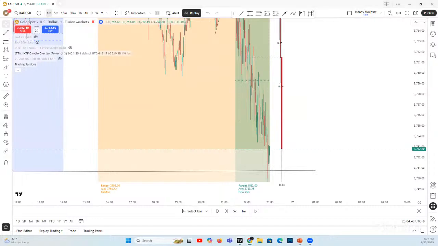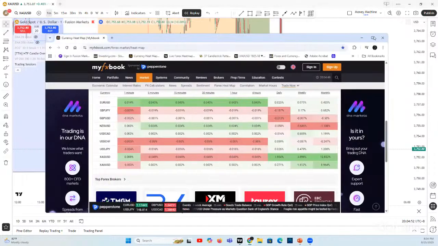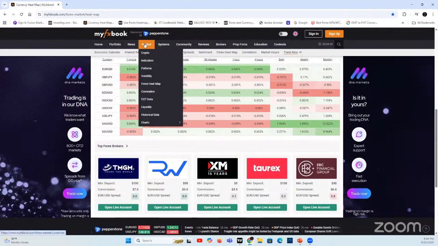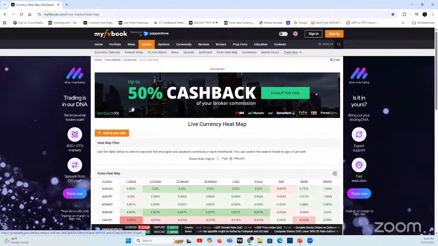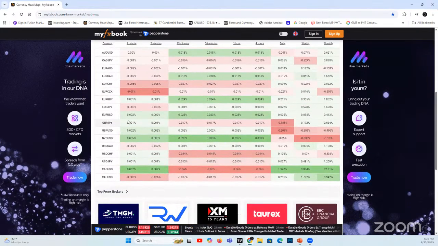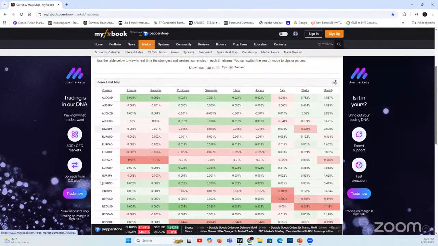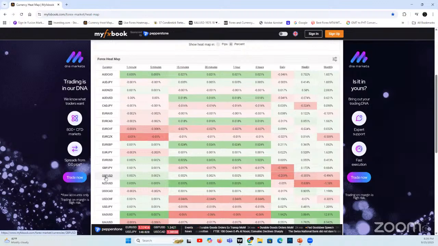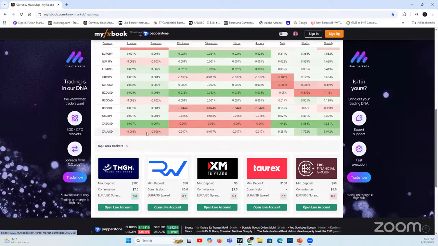Before I finish this webinar, there is also a way here you can check. Go to my FX book. Under markets, there is a thing called live currency heat map. You can either have this in pips or in percentage. So if you want to trade all these currency pairs, starting from AUD CAD, AUD JPY, you have Euro USD, GBP USD, and our favorite, gold.